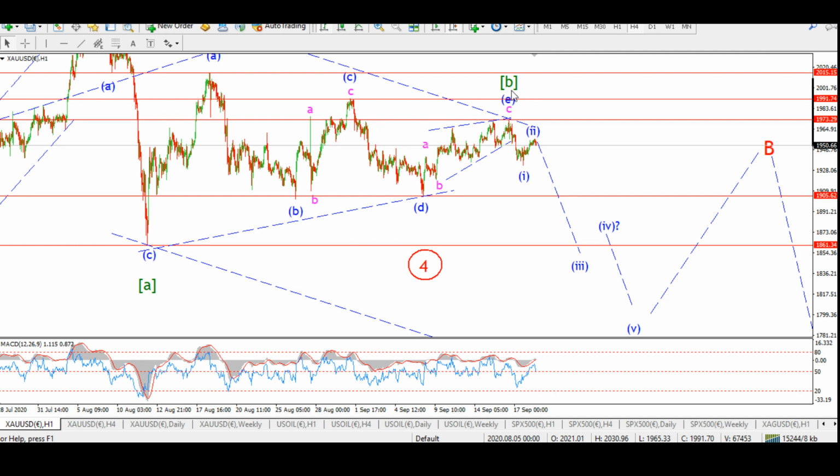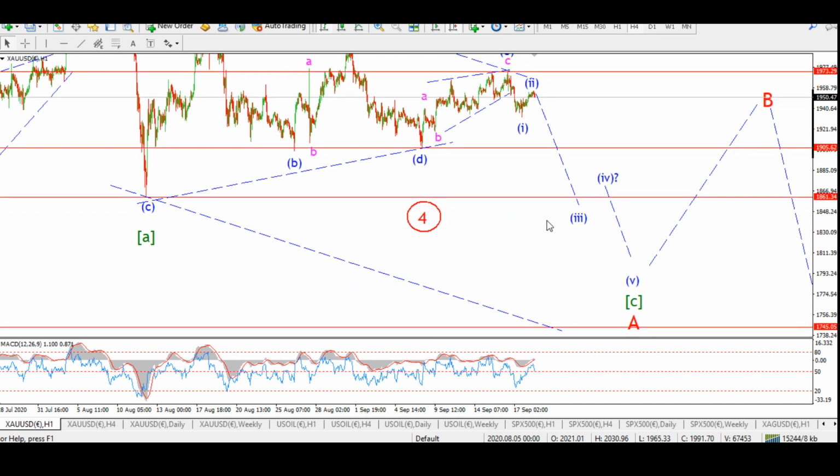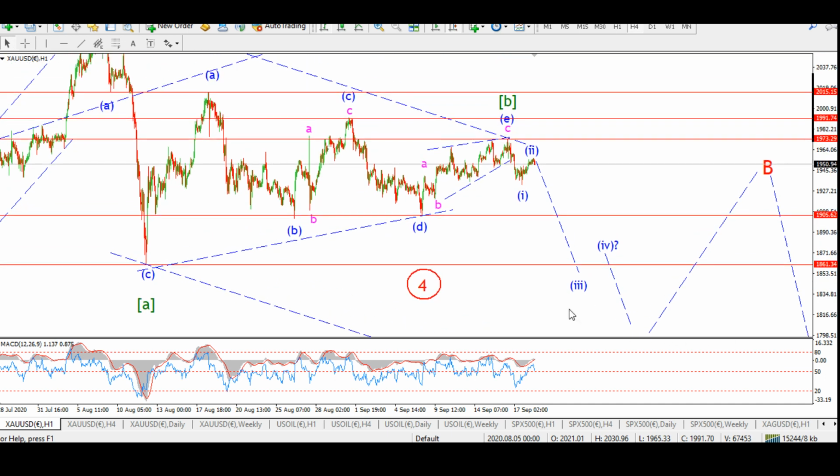Here's the B wave high, wave A down, triangle wave B, and then with a bit of luck, we'll head lower in 5 waves again into wave C. The minimum target for wave C is below 1861, but depending on how the structure goes, we could go all the way down to about 1750. We'll see how that goes.